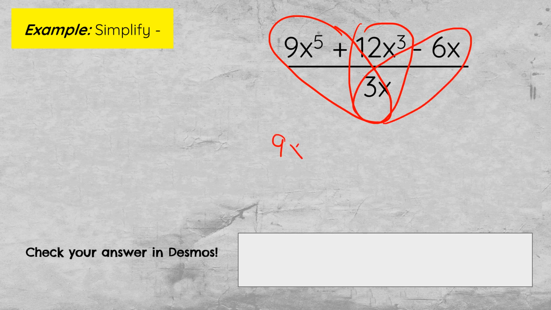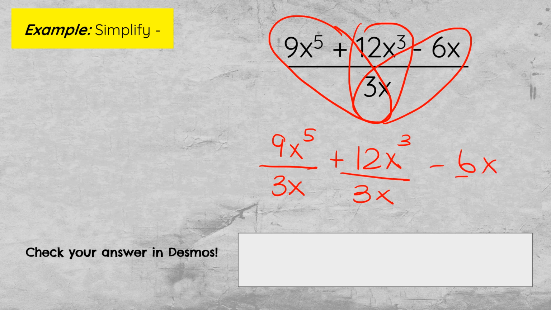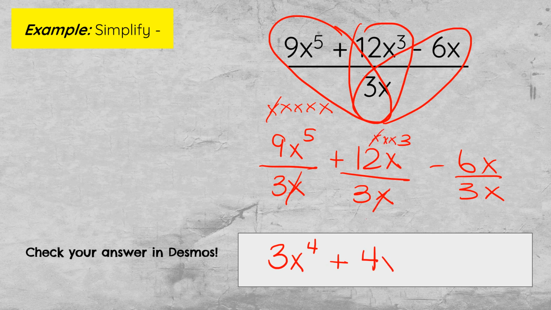This time we're going to have 3 fractions. 9 divided by 3 is 3. We're going to have 5 x's on top, 1 on the bottom. When I cross them off, I'm left with 4. 12 divided by 3 is 4. If I have 3 x's on top and 1 on the bottom and I cross them out, I'm left with 2 x's. 6 divided by 3 is 2, and the x's cancel out.